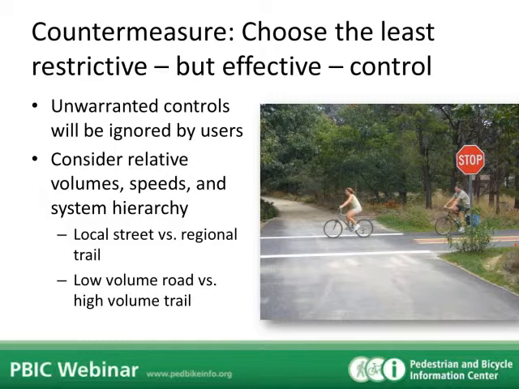So some of the things, again, that you want to look at are things like volume. You want to look at speed, system hierarchy, and that gets back to the issue of, in this case, a public crossing versus a private crossing. You want to look at the street hierarchy. Is it a local street? Is it a regional street? Is it an arterial street? And then obviously you just want to look at volume.